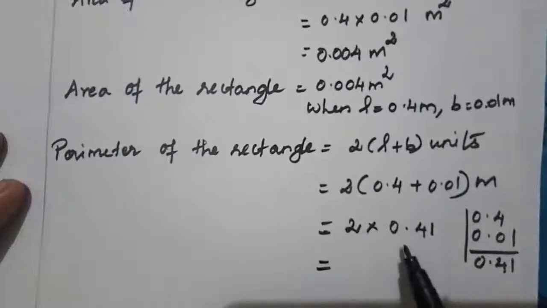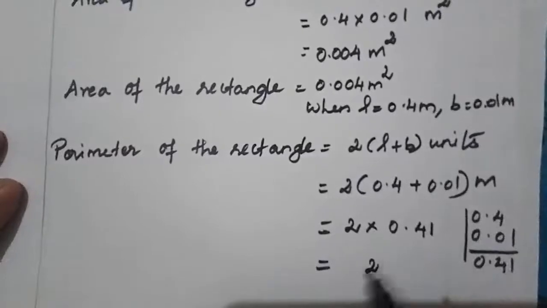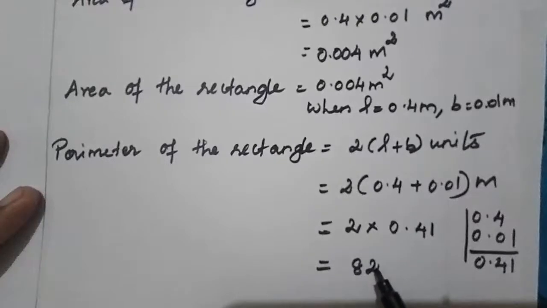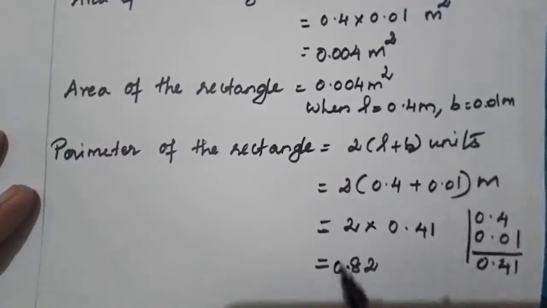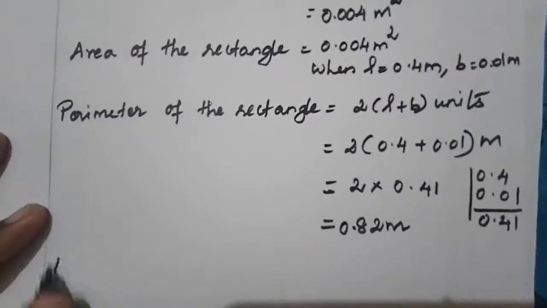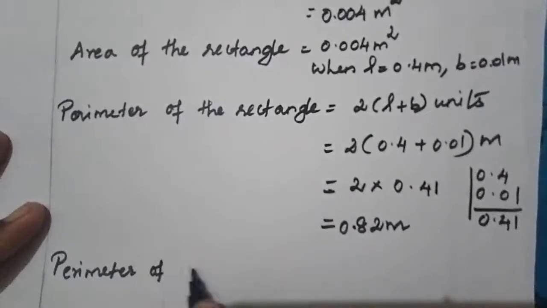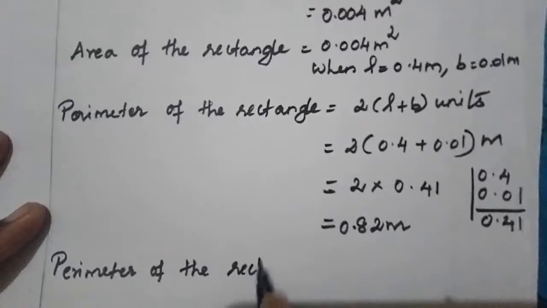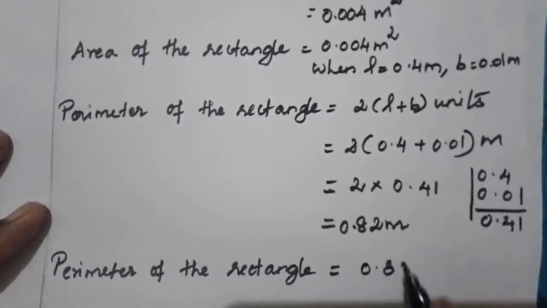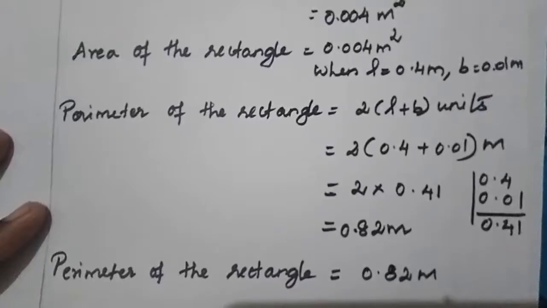First multiply the numbers and then you can keep the decimal point, right? So 1 two is 2 and 4 twos are 8. So here 2 decimal places are there, so we have to keep the decimal point after 2 digits. 0.82 meter. So the perimeter of the rectangle is equal to 0.82 meter. Is it clear, children? Yes.